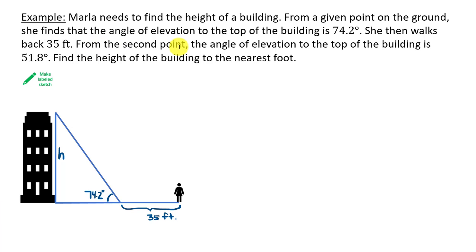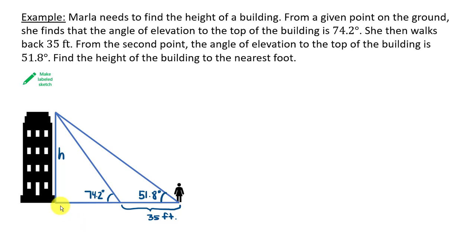And from the second point, the angle of elevation to the top of the building is 51.8 degrees. Well, we already figured out how the angle of elevation is going to be positioned. So the second angle of elevation is this one here. It's 51.8 degrees. Well, looks like we labeled everything we were given. Now let's start thinking how to approach this problem.